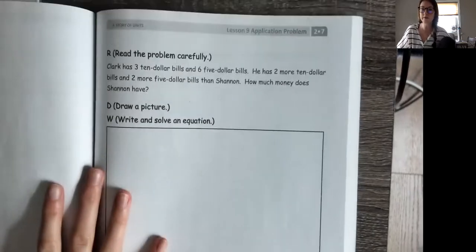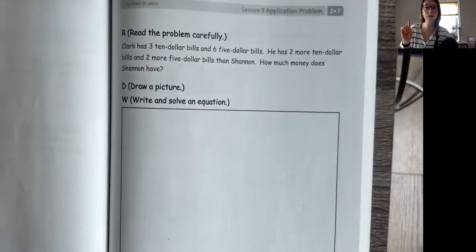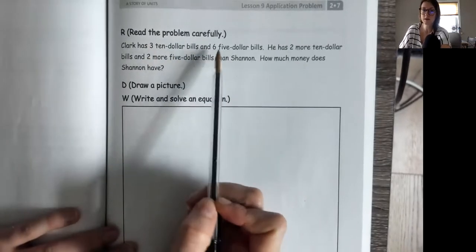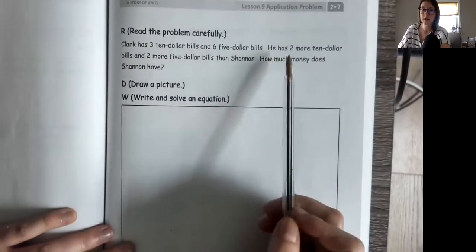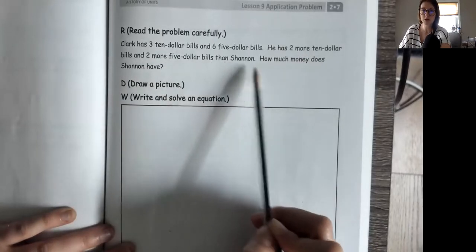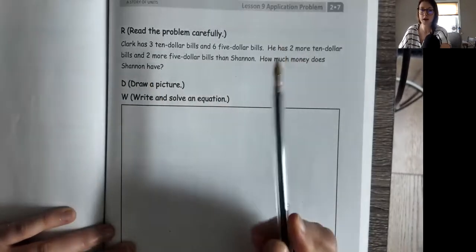We're going to make sure we read it very carefully because today might be a little bit tricky. So we're going to make sure that we really pay close attention to what it's asking us. So it says Clark has 3 $10 bills and 6 $5 bills. He has 2 more $10 bills and 2 more $5 bills than Shannon. How much money does Shannon have?